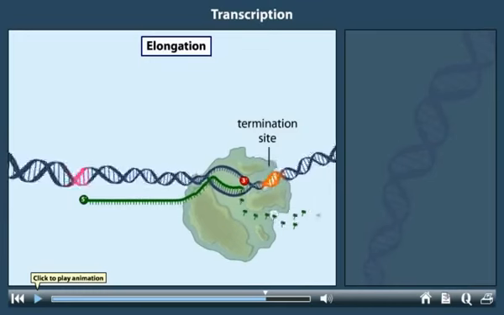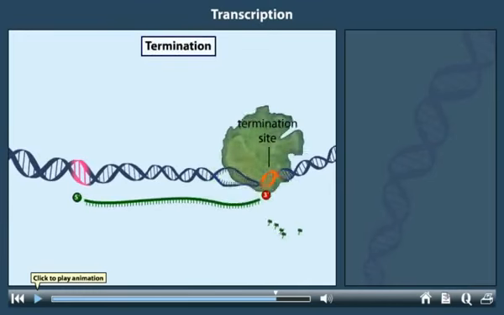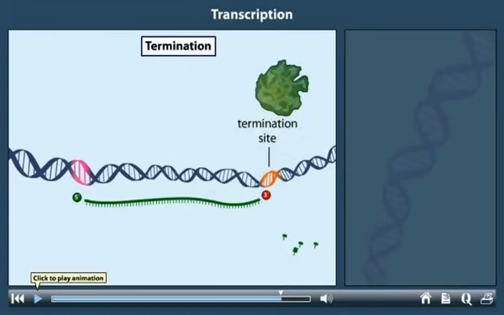When RNA polymerase reaches the termination site, the RNA transcript is released from the template. The DNA rewinds completely, and the RNA polymerase dissociates from it. The DNA and RNA polymerase can then participate in other rounds of transcription.